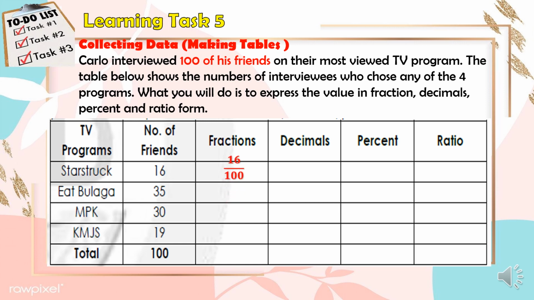So for the fraction for number 1, we have 16 hundredths. For decimals, we have 0.16. And for percent, we have 16%. And for the ratio, that is equivalent to 16 is to 100. Okay, so what you're going to do is to fill out the fraction, the decimals, the percent, and ratio for number 2, for It's Showtime down to KMJS.